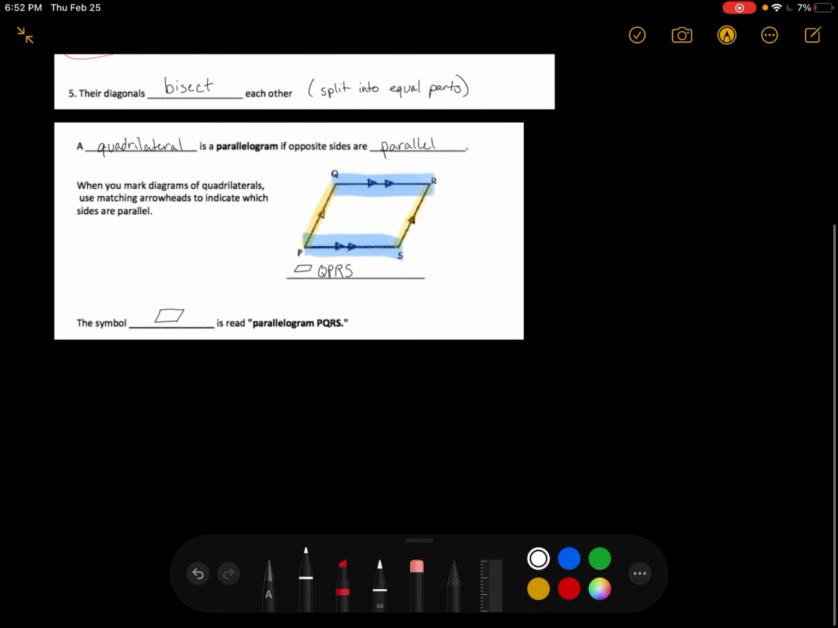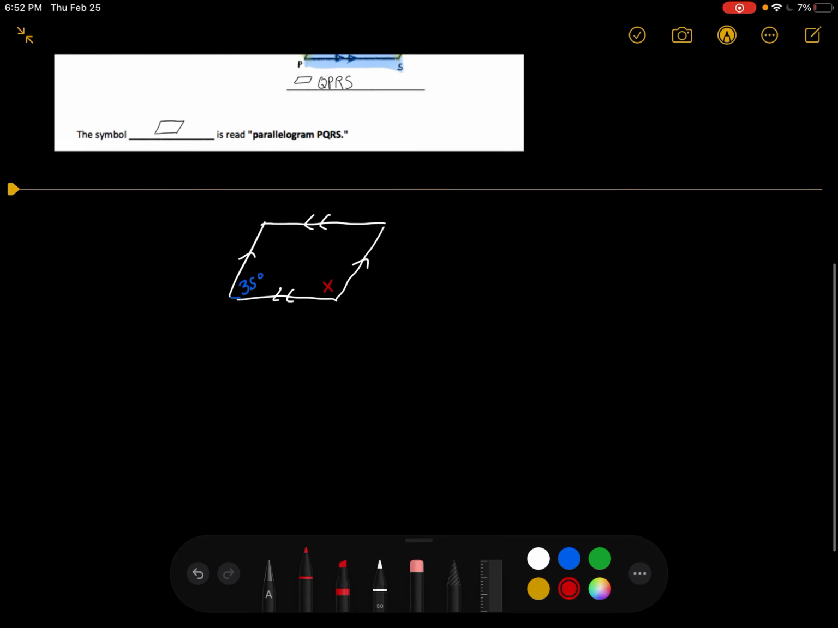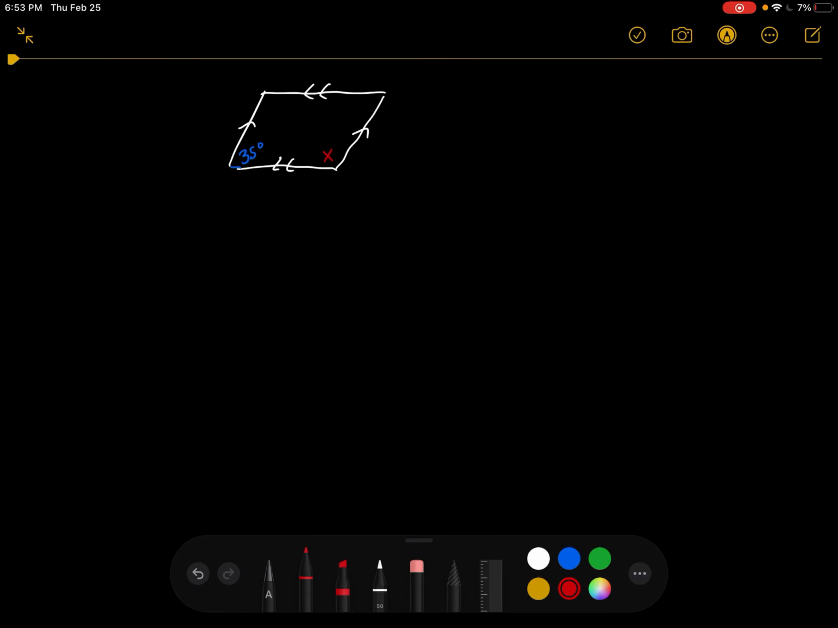So if we're working on a parallelogram that looks like what we were just looking at. Again, first things first, verify that it is in fact parallel. So you'll have little symbols like this. And let's say they tell us that this angle here equals 35 degrees. And they would like us to solve for x. Well, first we have to determine what these are. So they're not opposite, they're next to each other. So because they are next to each other, that means that they are consecutive angles.